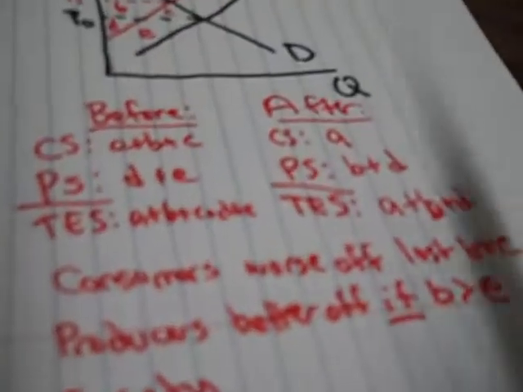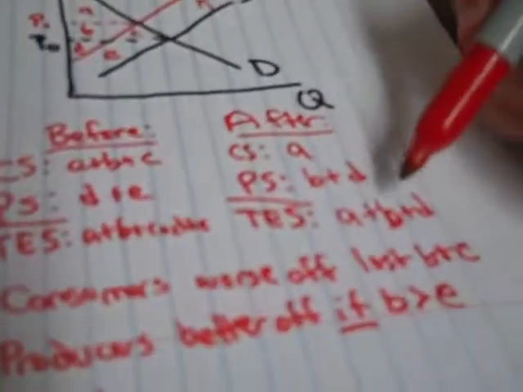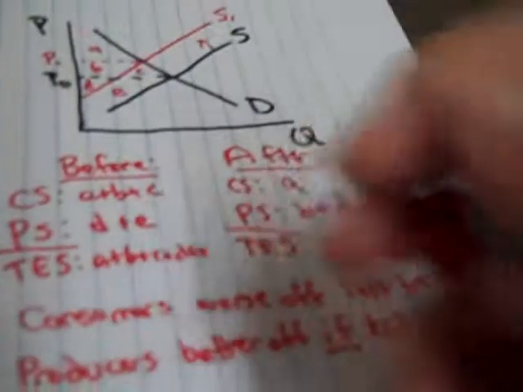And we need to look at society as a whole. Society, A, B, C, D, E, originally. And then in the second one, we only had A, B, and D. So we lost area C and E. So we're worse off because we lost C and E. And that's what you would write down.